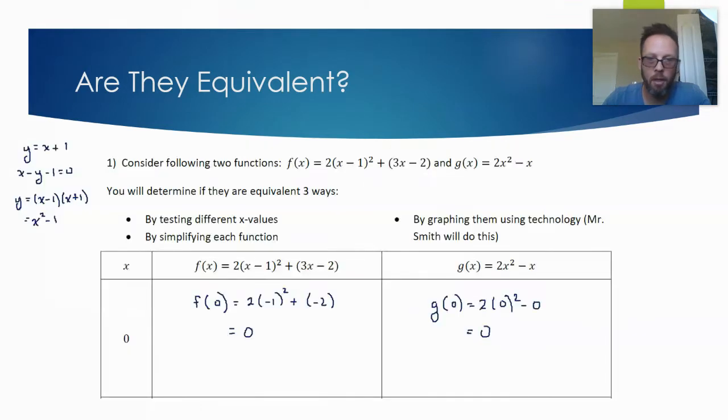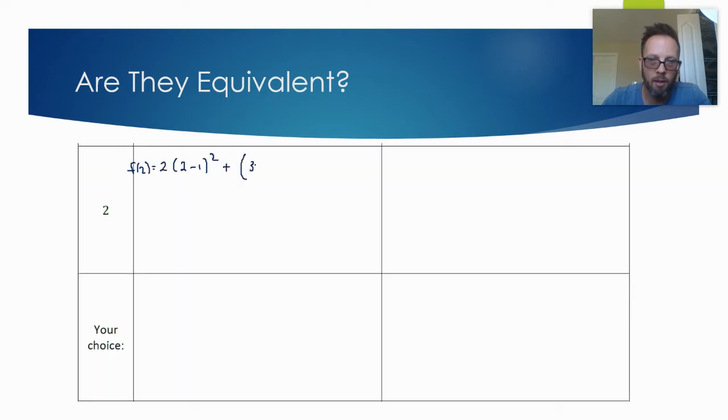So 2 times (2 minus 1) squared, we're finding f at 2, plus 3 times 2 minus 2. And then g at 2 equals 2 times 2 squared minus 2. Now, these two functions are equivalent. Whatever you plug into one, you're going to get the same in the other. So let's finish that off. This is 2 times 1 squared, and do it in as many steps as you need to, 2 plus 6 minus 2 plus 4 is 6. And yeah, this works out because 2 times 2 squared is 8, minus 2 is 6.